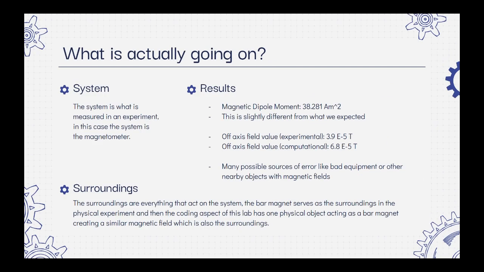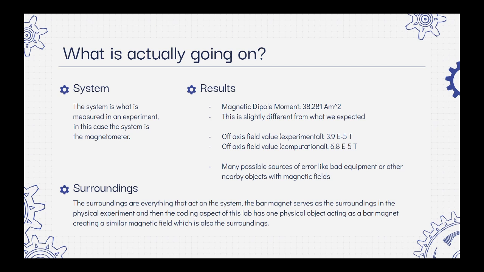So what's actually going on? The system is our magnetometer, and our surroundings are the bar magnet. And in our coding, we don't really have a system and surroundings because we're just drawing. I guess our surroundings could be the bar magnet, and our system could be each and every one of our observation locations. So our magnetic dipole moment was 38.21, which was slightly different from what we expected, but it was relatively close.